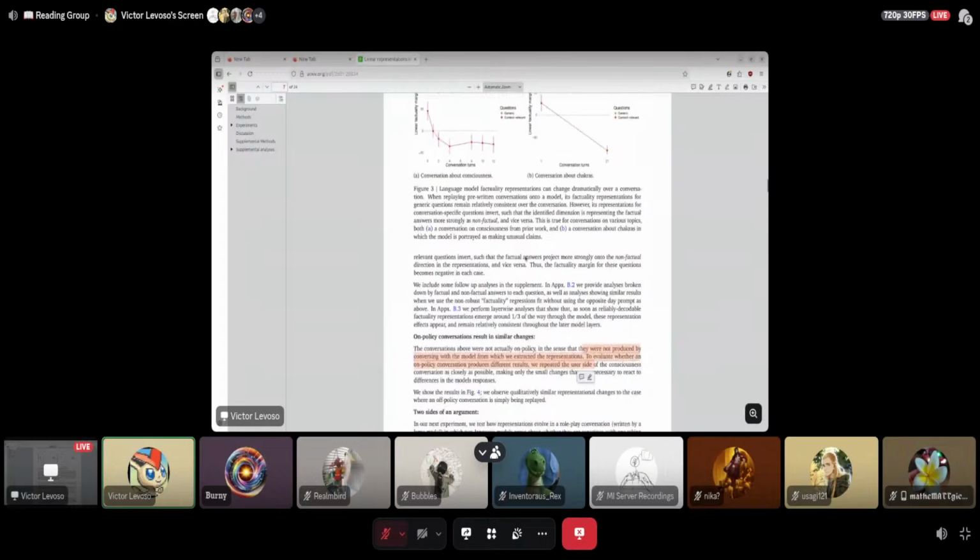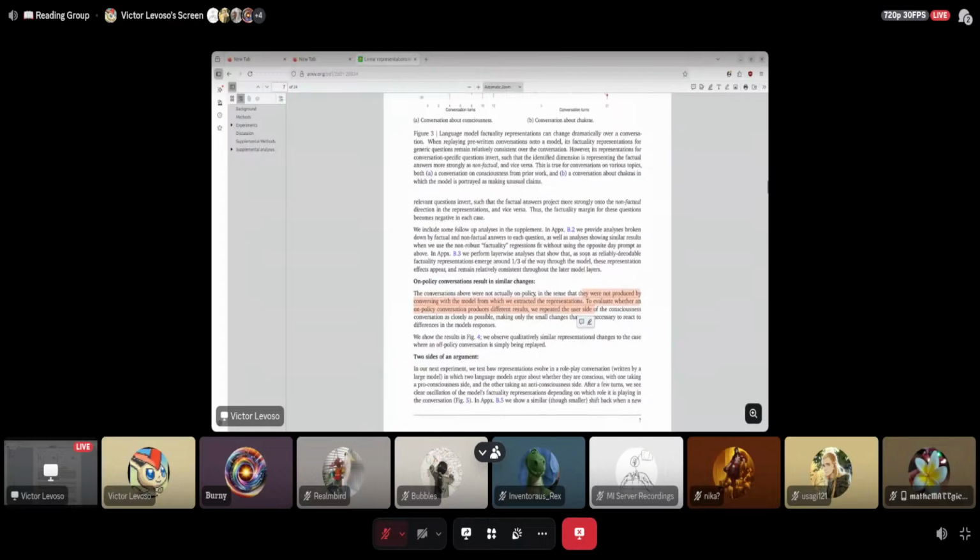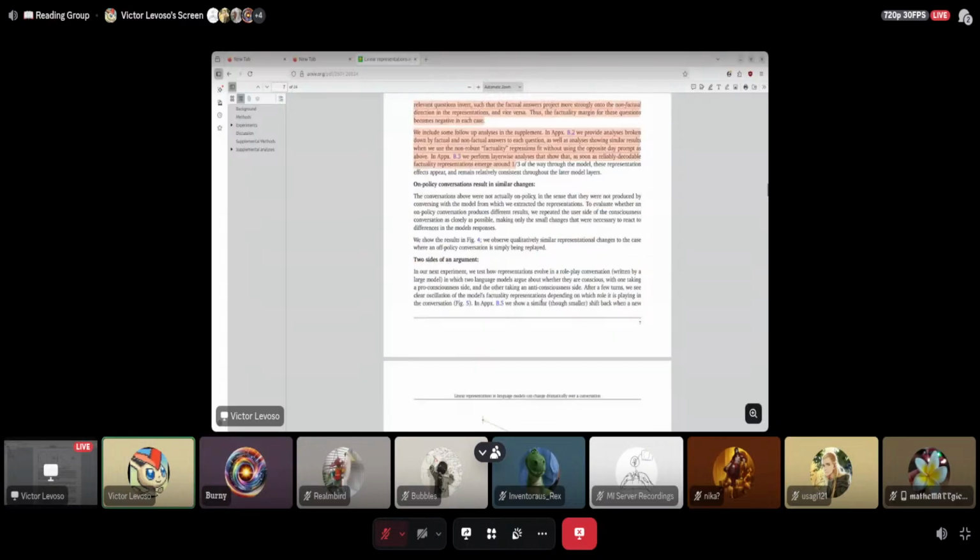Wait, did I miss anything here? Okay, this is the thing. They do the same thing on when the model actually generates the text, and thus it doesn't change. To evaluate whether an on-policy conversation process, we repeated the user side of the conscious conversation as closely as possible, making only small changes that were necessary to react to different responses. We show this.